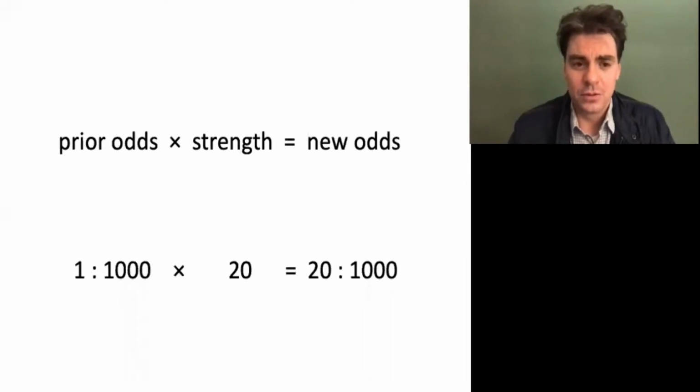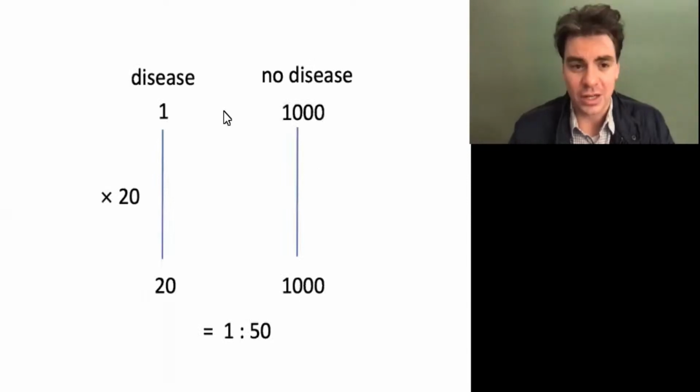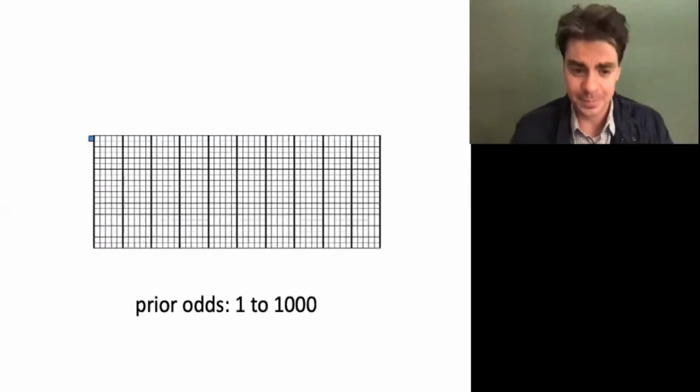So we can look at this using the flowchart again. 1 to 1,000, multiply the side of the initial odds that you're getting evidence for, that is having the disease, by the strength factor that you got evidence for, 20 to 1,000. And let's look at it visually. Got 1,000 people who don't have the disease. You have 1 person who does have the disease in blue.